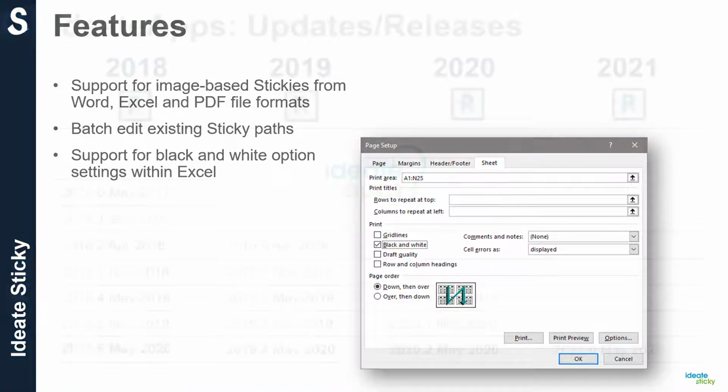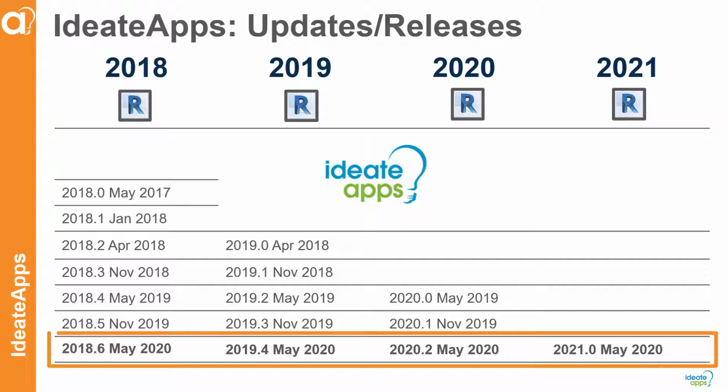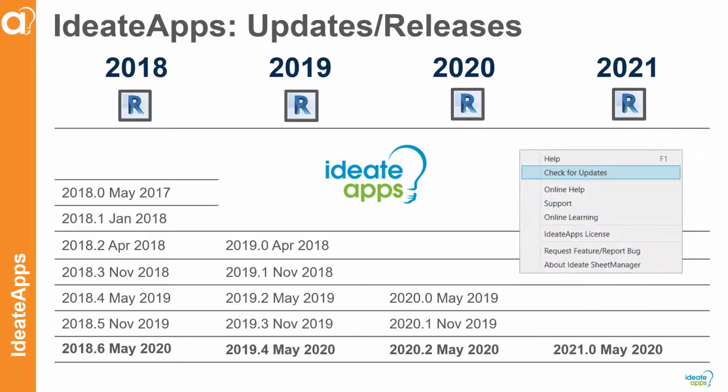The May 2020 release of IdeateApps impacts versions for Revit 2018 through 2021, as shown here. Remember to update your existing versions to access these improvements. You can review your installed IdeateApps version by selecting the Check for Updates option on the IdeateApps pull-down menu. Now, let's take a look at the new features and benefits of this release.